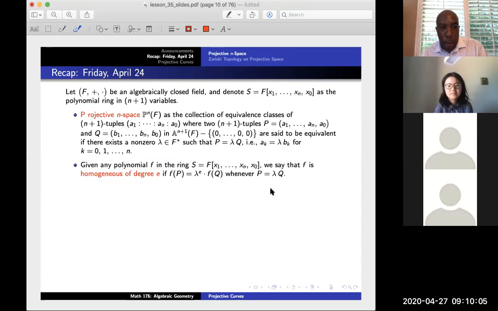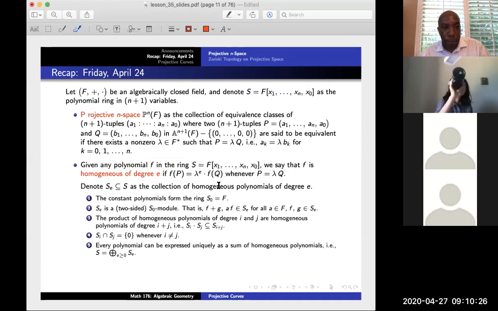We also talked about homogeneous polynomials. So we'll say that a polynomial is homogeneous of degree e if we can do this here. So let's say if p looks like lambda q for some scalar lambda, then f of p should be lambda to the e times f of q for some exponent e. Right? So again, a homogeneous polynomial of degree e.